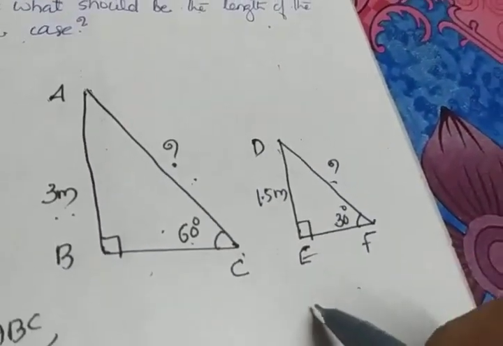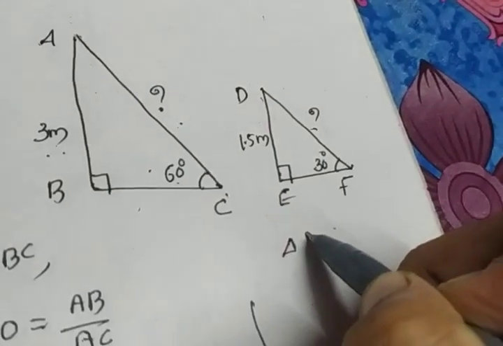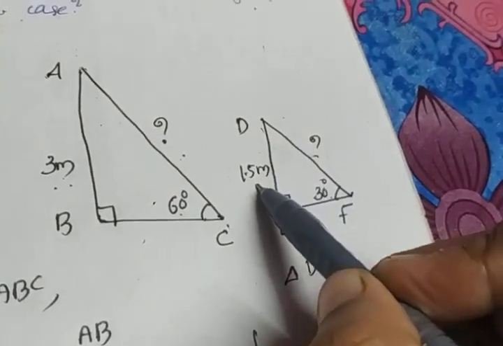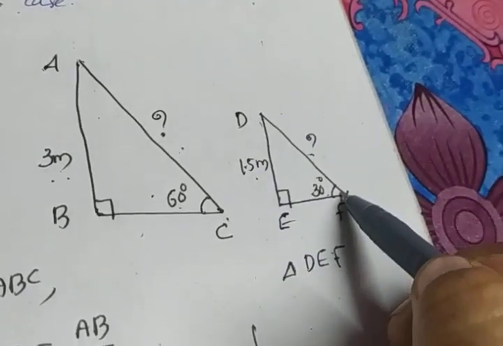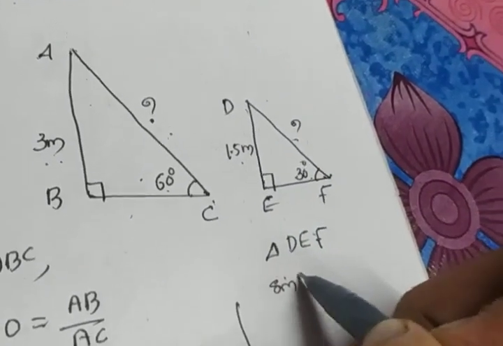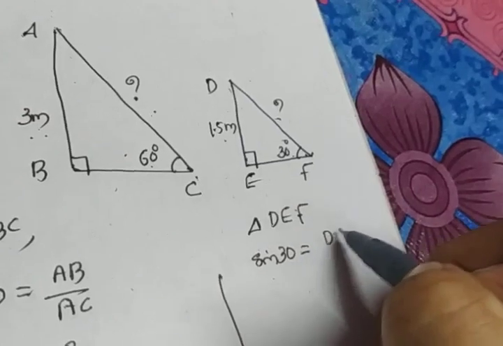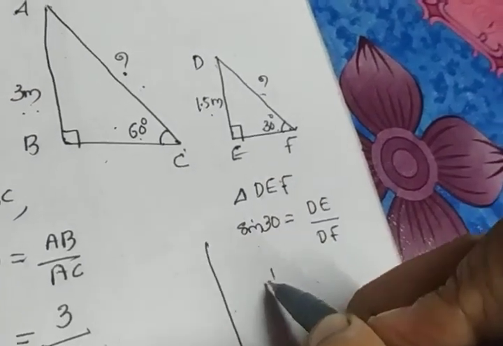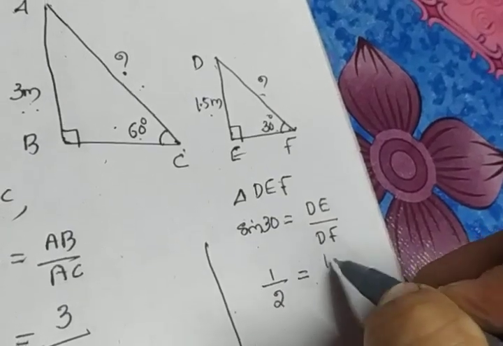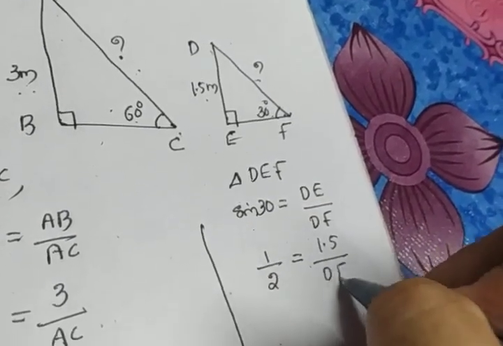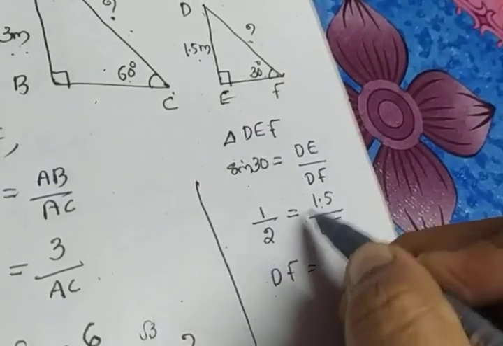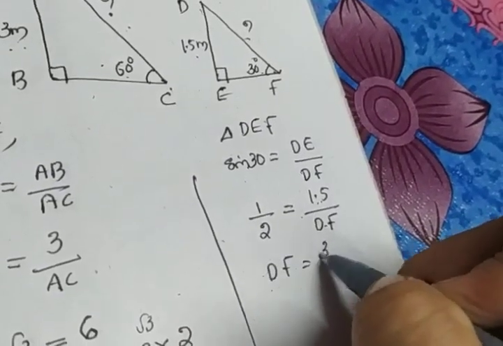Okay. Again, just find the length of the smaller slide. What you have to do is consider right triangle DEF. There also, with respect to 30 degree, the opposite side value is given. We need to find the length of the hypotenuse. So, which ratio we will connect? Sine 30. Sine 30 is equal to opposite side DE divided by hypotenuse DF. What is sine 30? Sine 30 is 1 by 2 is equal to 1.5 divided by DF. Again, cross multiplying, DF into 1 is DF is equal to 2 into 1.5 gives you 3 meters.